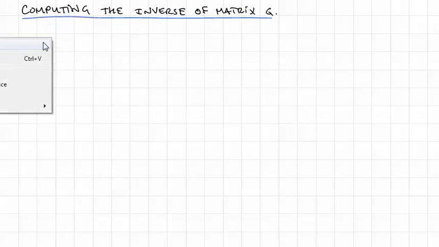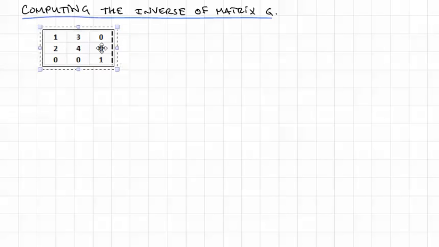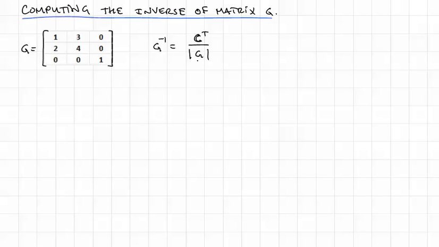In this tutorial, we're going to continue working the example of our system of 3 equations and 3 unknowns, and we are in particular going to evaluate the inverse of G, the matrix G. We found last time that the inverse of G is equal to the transpose of the cofactor matrix divided by the determinant of G.